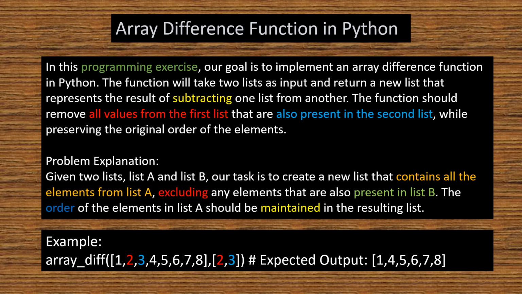In this programming exercise, our goal is to implement an array difference function in Python. The function will take two lists as input and return a new list that represents the result of subtracting one list from another. The function should remove all values from the first list that are also present in the second list, while preserving the original order of the elements.